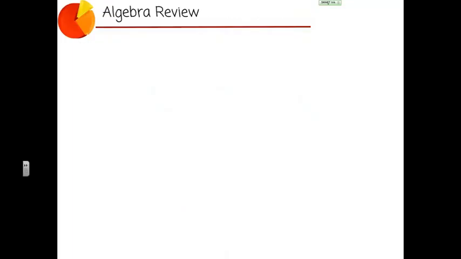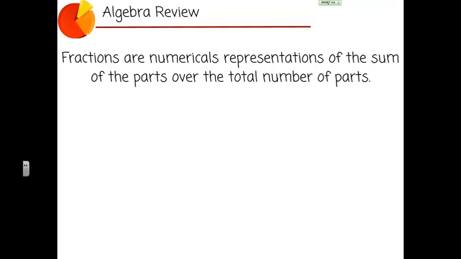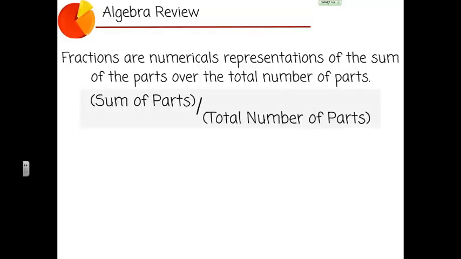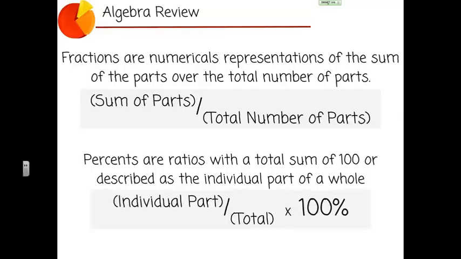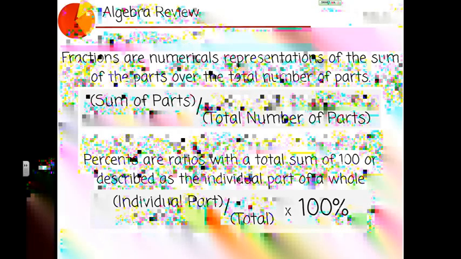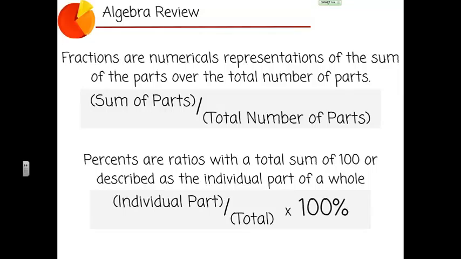A little more algebra review. Remember, fractions are numerical representations of the sum of the parts over the total number of parts. You have the sum of parts divided by the total number of parts, like 1/4, as shown in the last slide. Percents are ratios with a total sum of 100, or described as the individual part of a whole. The individual part divided by the total number of parts times 100%. As shown in the last slide, 1/4, or 1 divided by 4, is 0.25, times 100% would be 25%.